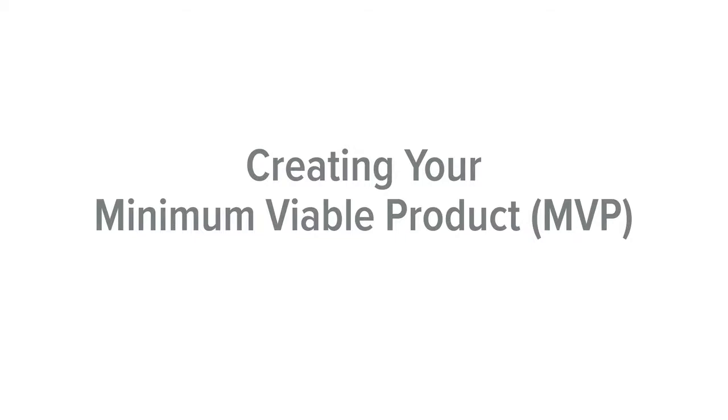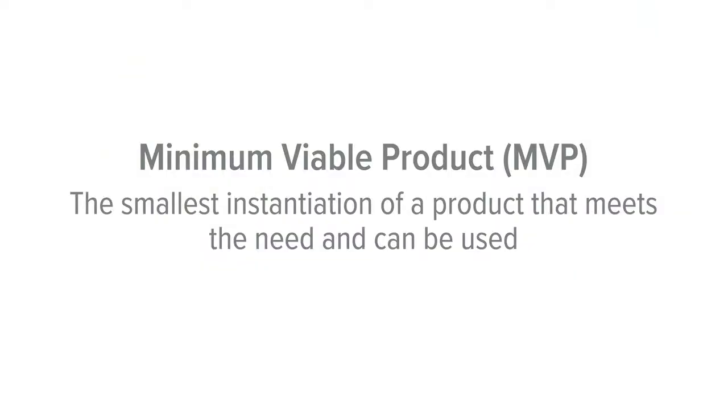Now that you've validated the need, the next step is to come up with a minimum viable product, or MVP. What is a minimum viable product? Well, it is the smallest instantiation of the product that actually meets the need. If the need you've identified is the need for a bicycle, then a unicycle is not a minimum viable product.